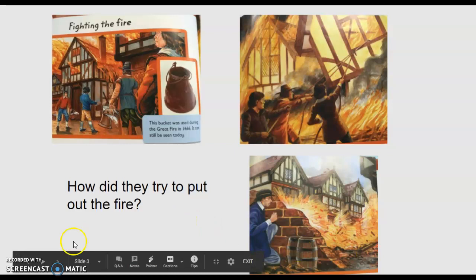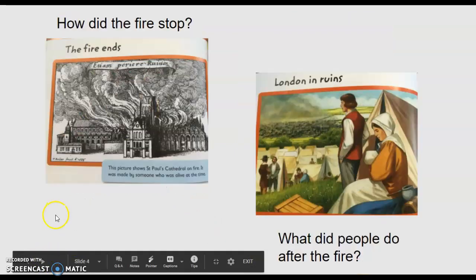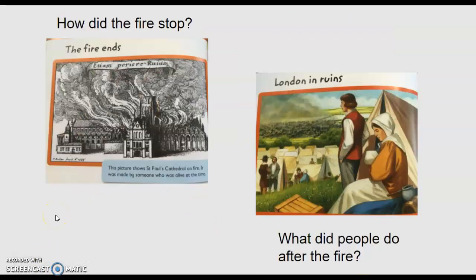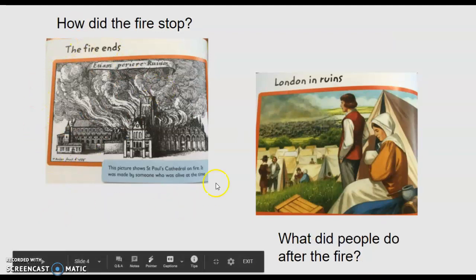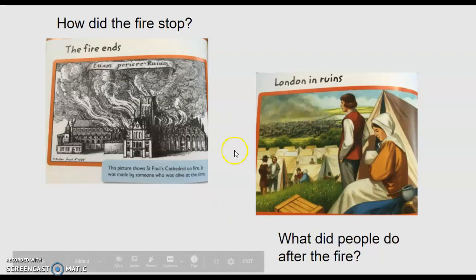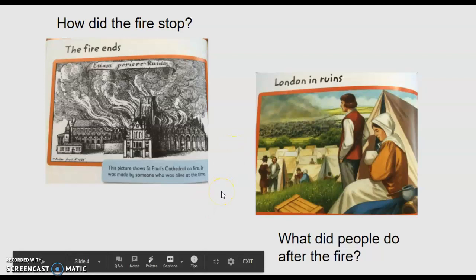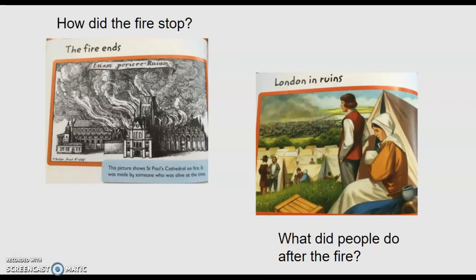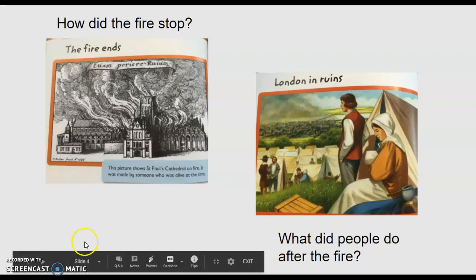Now, let's go to the next one. Can you remember how the fire did actually stop? Now, this is a picture of the Great, no, not the Great Fire of London. It's a picture of St. Paul's Cathedral. I think you've probably already learnt that St. Paul's Cathedral burnt down in the Great Fire of London, and the St. Paul's Cathedral that is now in London is the new one because it had to be rebuilt.